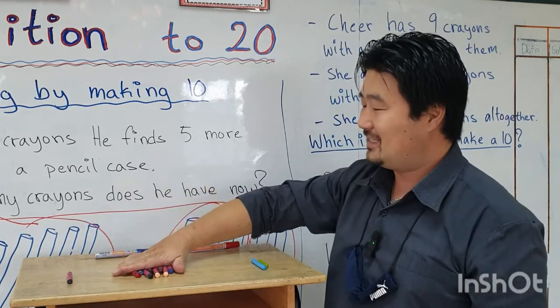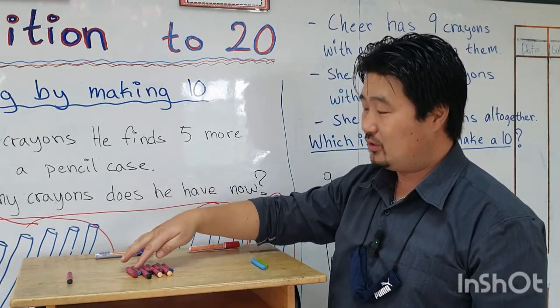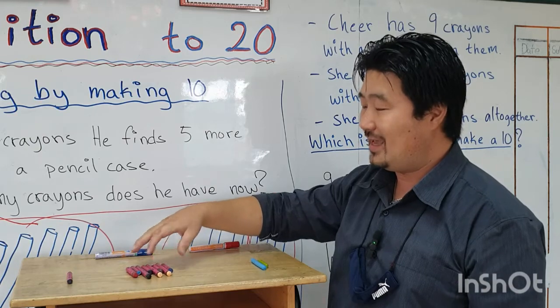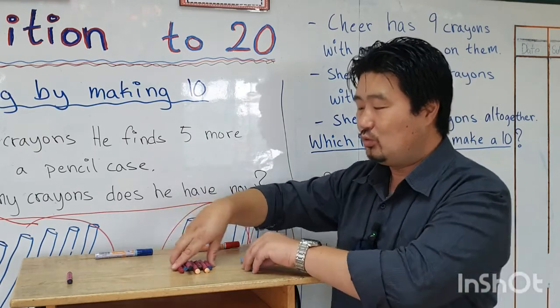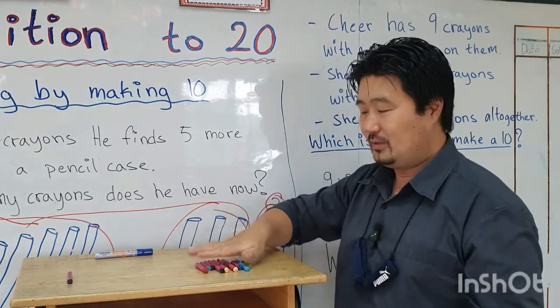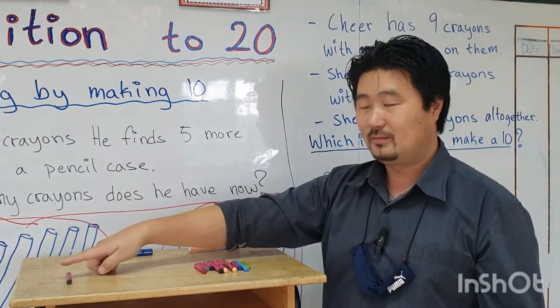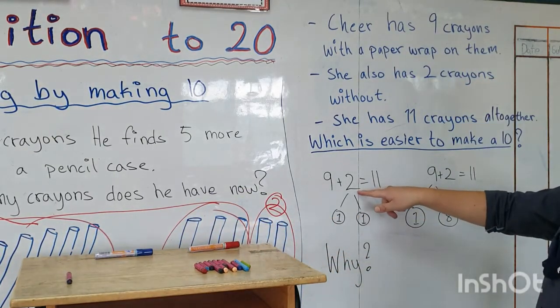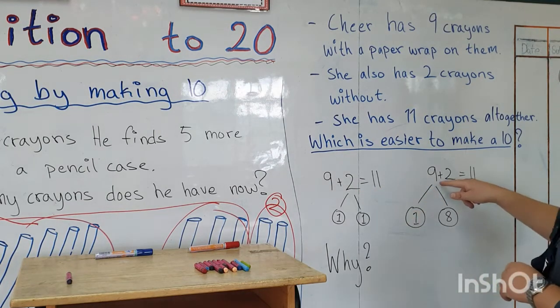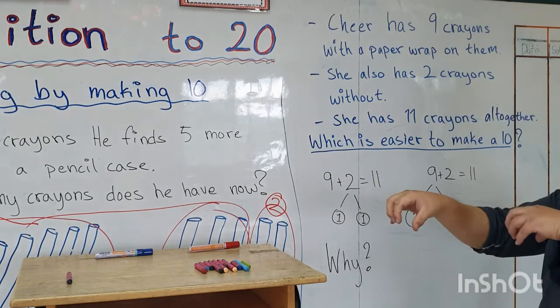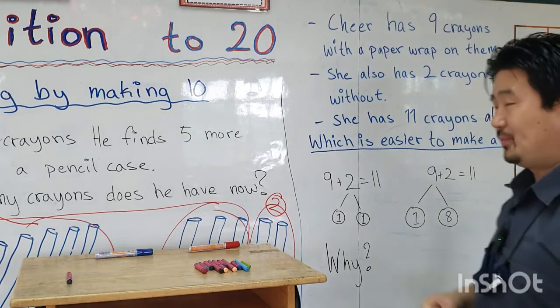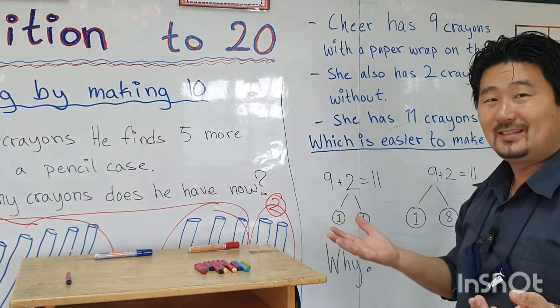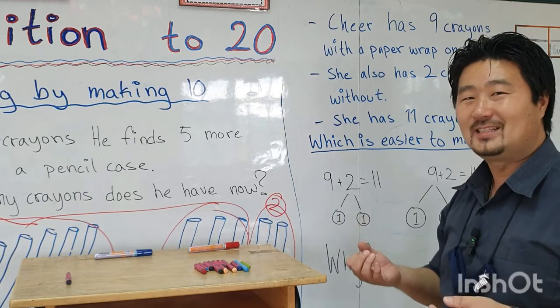1 and 8. Because 1, 2, 3, 4, 5, 6, 7, 8. 8 plus 2 equals 10. So 10 plus 1. Which is easier to separate, to divide the small number into 2 or the big number into 1 and 8? Which one is it? Which do you think it is?